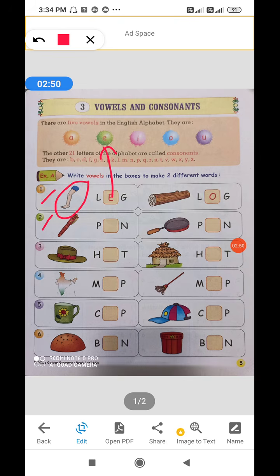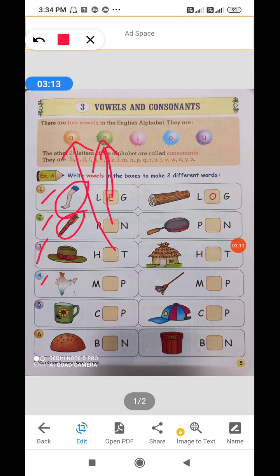Moving to the second. What is this? Pen. What is the spelling of pen? P-E-N, pen. Again, E is a vowel word. Moving to the third one. What is the spelling of hat? H-A-T, hat. Yes. So again, A is a vowel word.